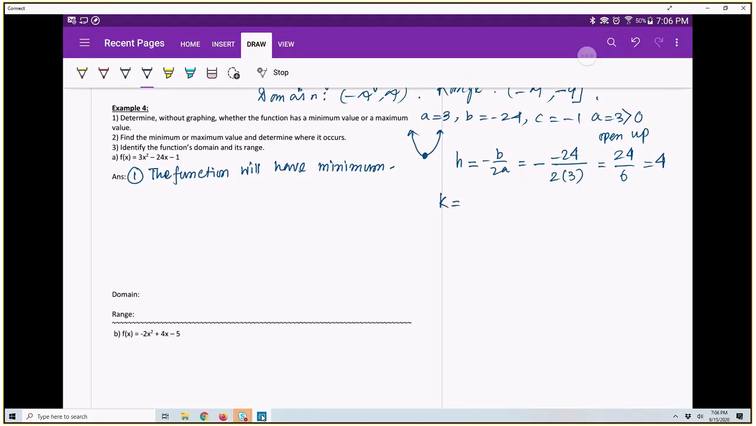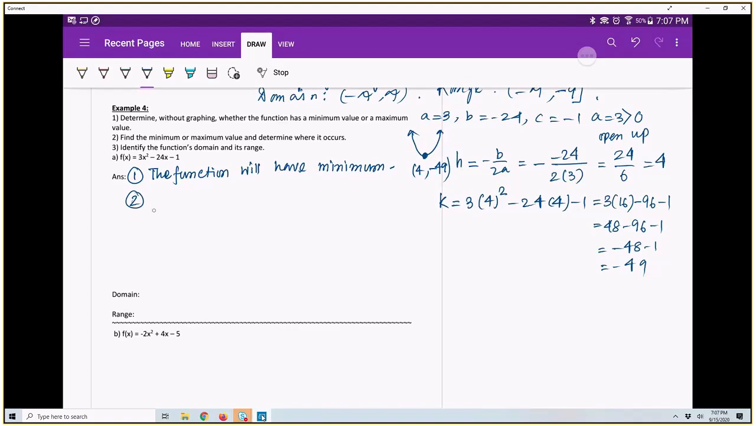Now, the easier way: you replace your x by 4. Actually, I should say 3 times 4 squared minus 24 times 4 minus 1, which is 3 times 16 minus 24 times 4, that is 96, minus 1. So I get 48 minus 96 minus 1, and that is minus 48 minus 1, which is minus 49. So the vertex is 4 comma negative 49. So now I know the answer to the second question.